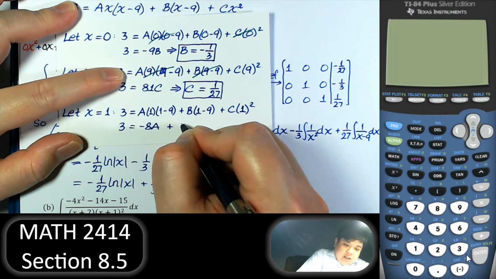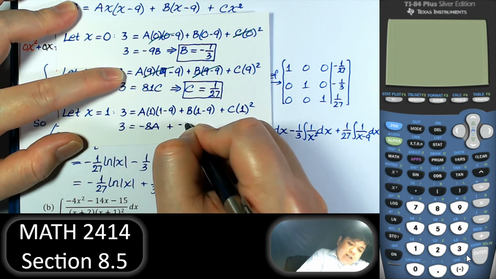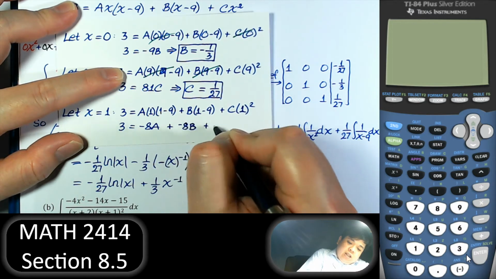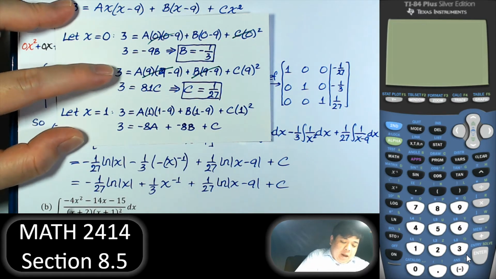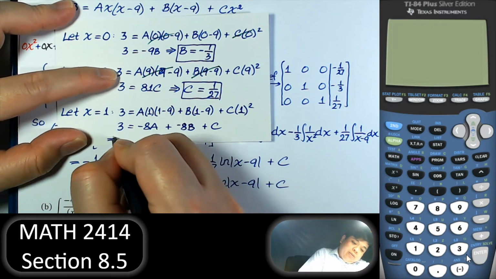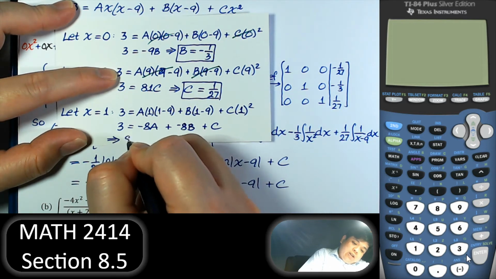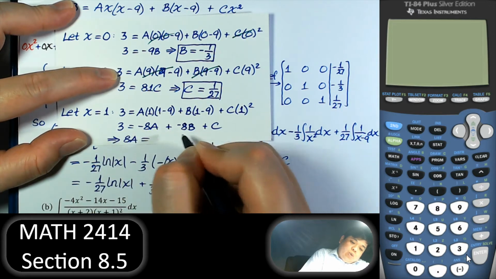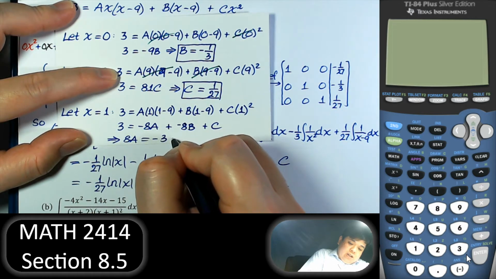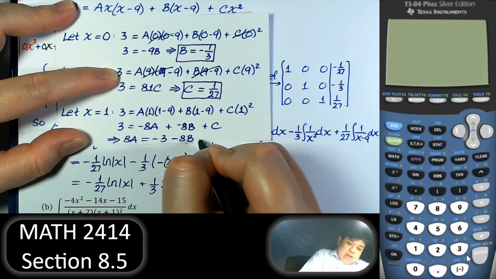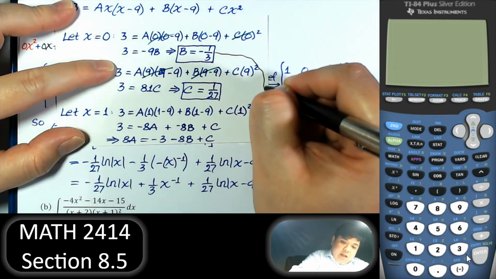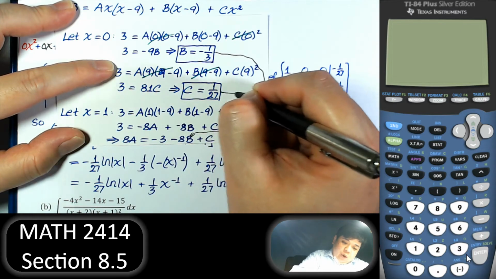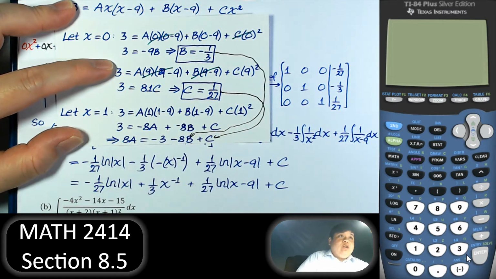plus negative 8b plus c. Alright, as I said, it's not going to be nice. Here we can solve for a. Put the 8 on this side and the 3 on the other side. I run out of space, but the idea here is we already have b and we already have c. We can solve for a.